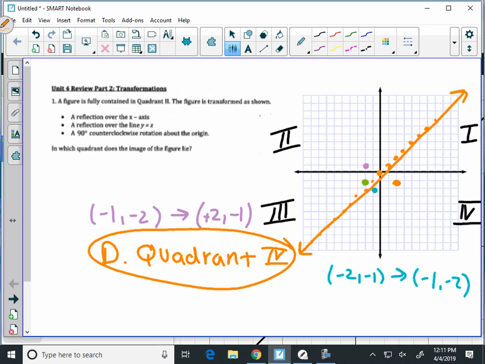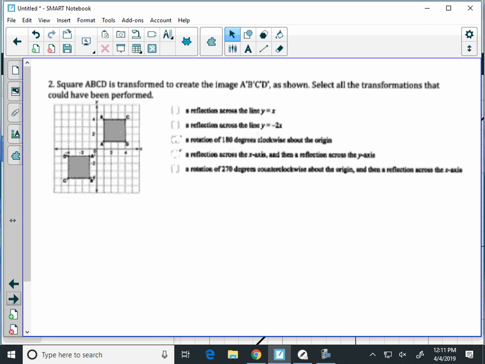No? Okay. We take a look at this last one. We have this square. We're going to see what transformations we can do to get A, B, C, D to map onto A prime, B prime, C prime, and D prime. Select all the transformations performed. Is this a multiple choice question or can we have more than one?